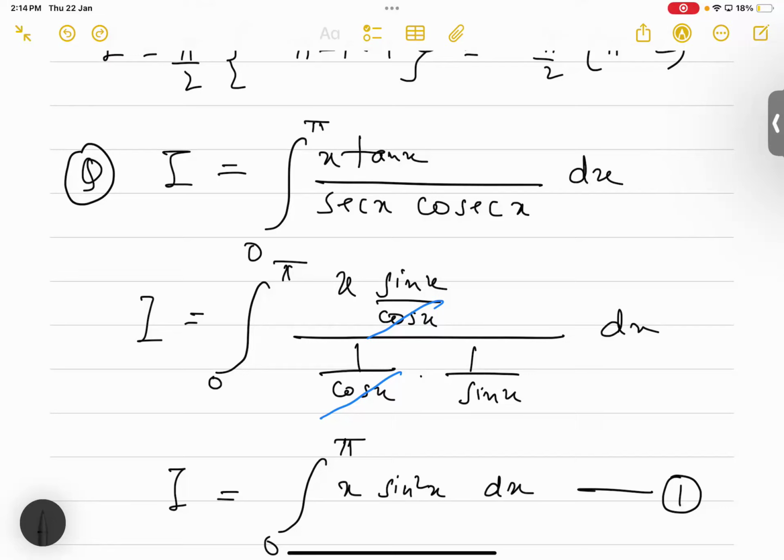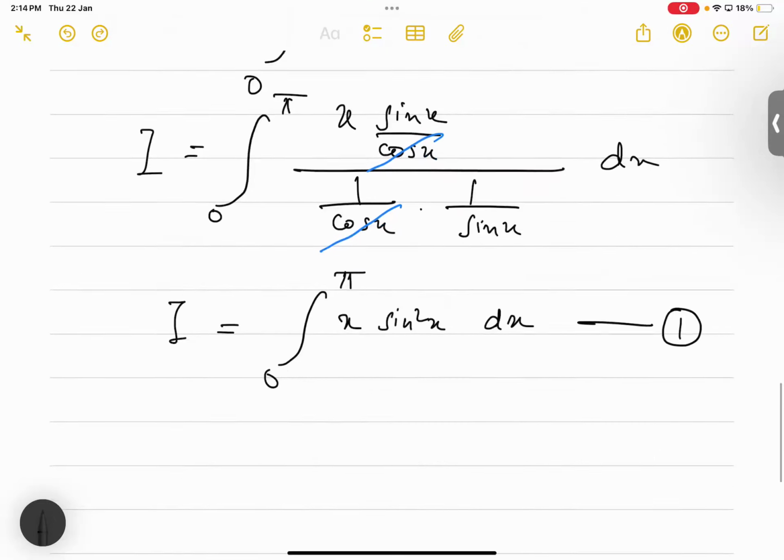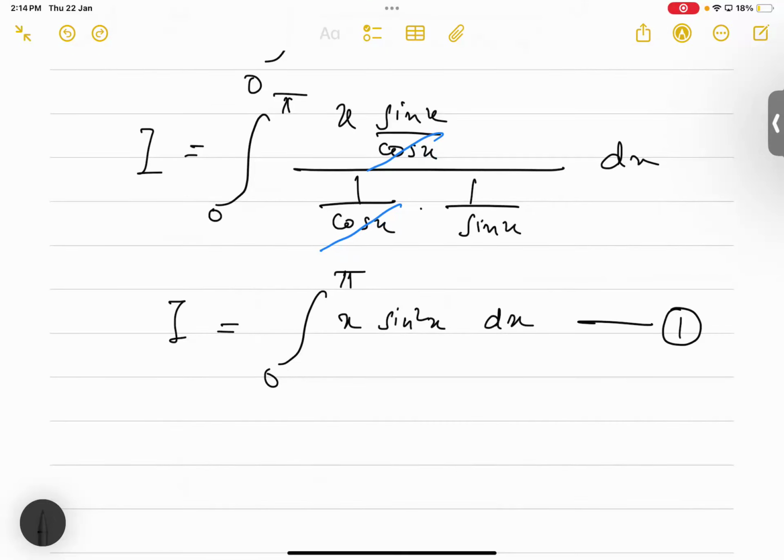So, we said to use the property. Would it be wrong if we do integration by parts? We discussed that already, do not do that right now, it will become very big.